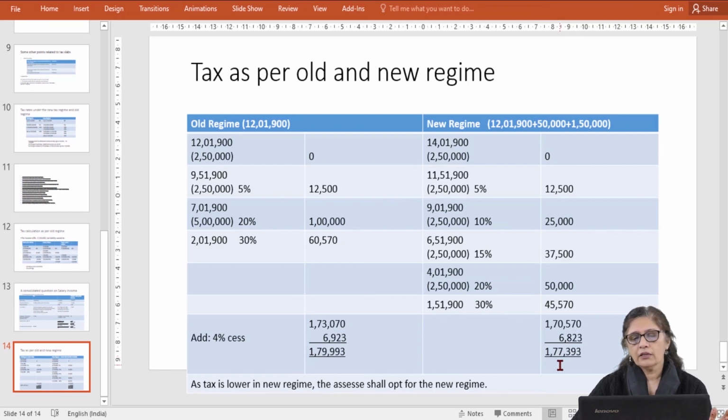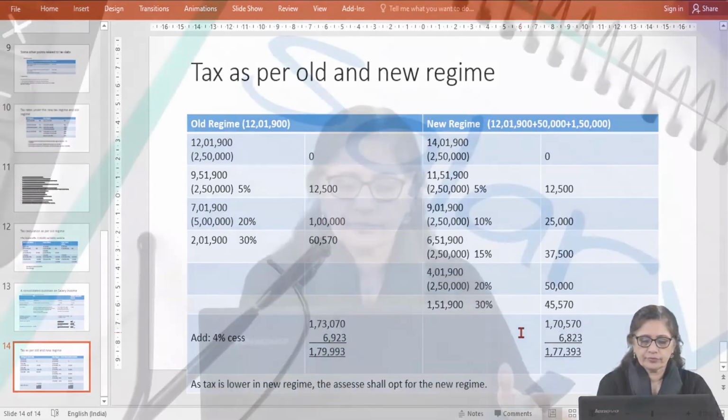So definitely the assessee would choose the new regime. Why? Because tax is lower in the new regime. So that is how Section 115BAC provides you the benefit of the same set of income to be calculated at different rates of taxes and you choosing the one which suits you the most. So that's where we end with our concepts on the salary head. Thank you.